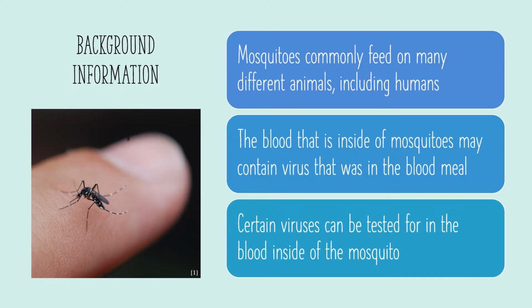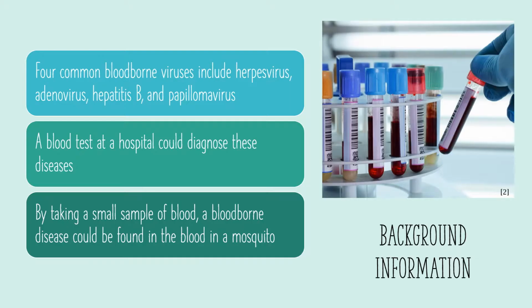So a little bit of background on testing mosquitoes here. If you've ever gotten bitten by a mosquito, you'll know that mosquitoes feed on humans, and they also include a wide variety of animals in their blood meals. The blood eaten by mosquitoes, especially human blood, may contain blood-borne viruses, which can then be tested for. A few of these viruses are herpes virus, adenovirus, hepatitis B, and HPV. Typically, a person could get diagnosed by taking a blood test, but a small sample of blood, such as what is found in a mosquito, could be tested for these diseases.